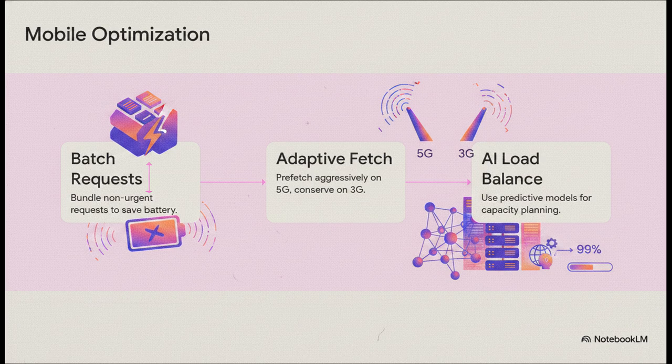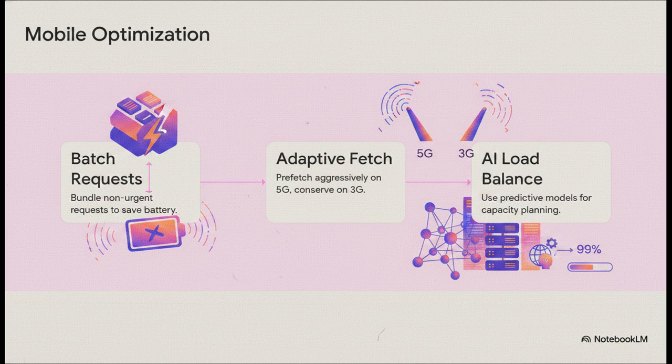Here's the playbook. Step 1. Bundle and batch your non-urgent requests. This cuts down on those battery-draining radio state transitions on the user's device. Step 2. Apply adaptive prefetching. Your application absolutely needs to detect the current network generation. You should be prefetching aggressively if they're on 5G, but behaving highly conservatively on 3G to save their bandwidth.